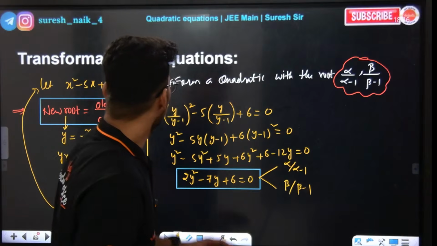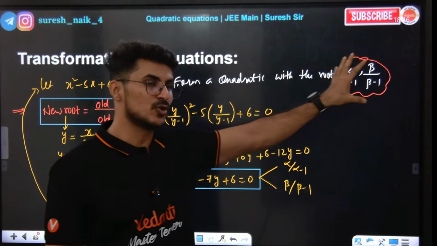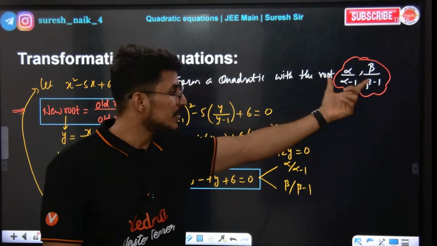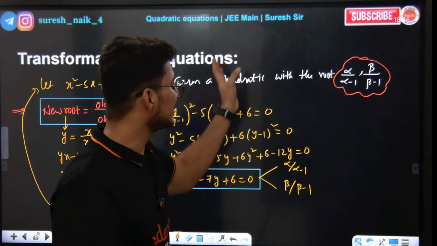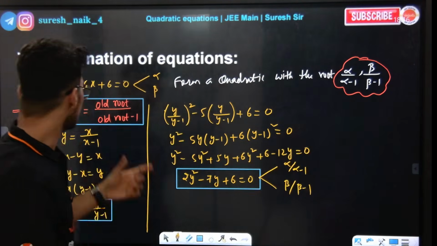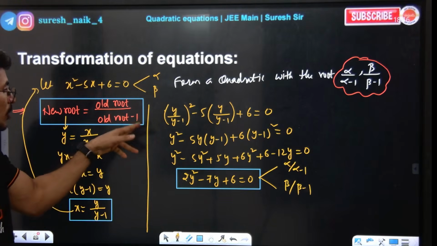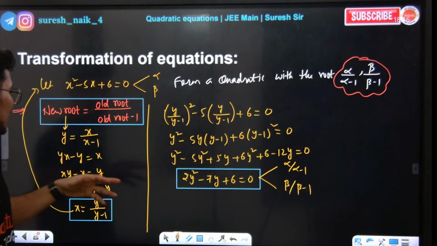ஒரு குவாட்ராட்டிக் இப்படி கொடுத்திருக்காங்களா, so I need to form another quadratic equation with these roots. இந்த குவாட்ராட்டிக் வந்து நீங்க இன்னொரு குவாட்ராட்டிக்ல மாத்தணும் with these roots. ஓல்டு மெத்தட் எனக்கு தெரியும், பட் இந்த மெத்தட்ல மாத்துறதுக்கு என்ன பண்ணணும் பாரு. ஃபர்ஸ்ட் நியூ ரூட் இஸ் ஈக்குவல் டு ஓல்ட் ரூட் பை ஓல்ட் ரூட் மைனஸ் 1. பாரு, ஆல்பா பை ஆல்பா மைனஸ் 1 தான் வேணும். Let us consider like new root.